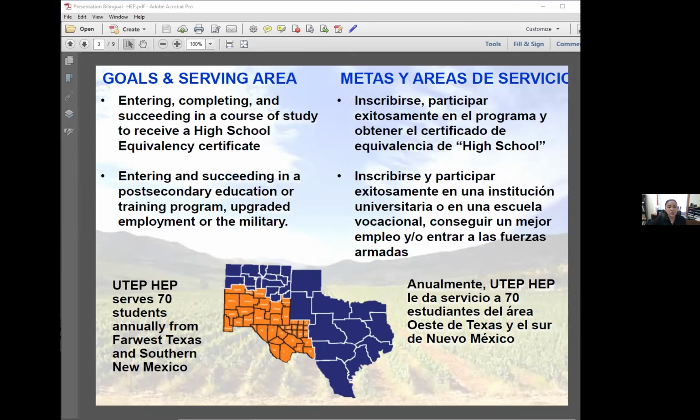UTEP HEP serves 70 students annually for West Texas and Southern New Mexico.